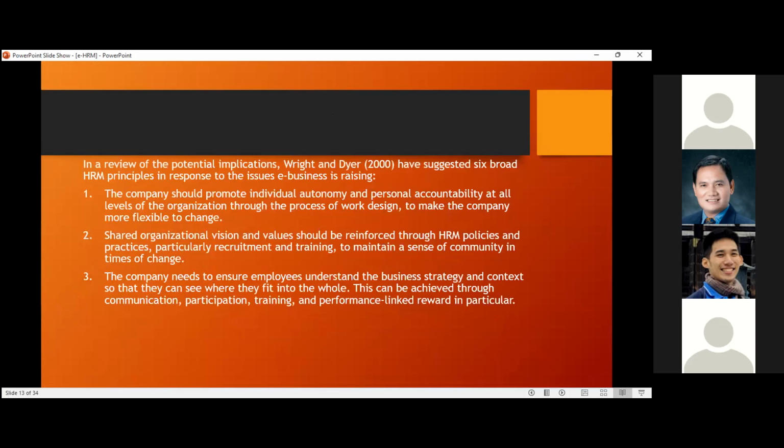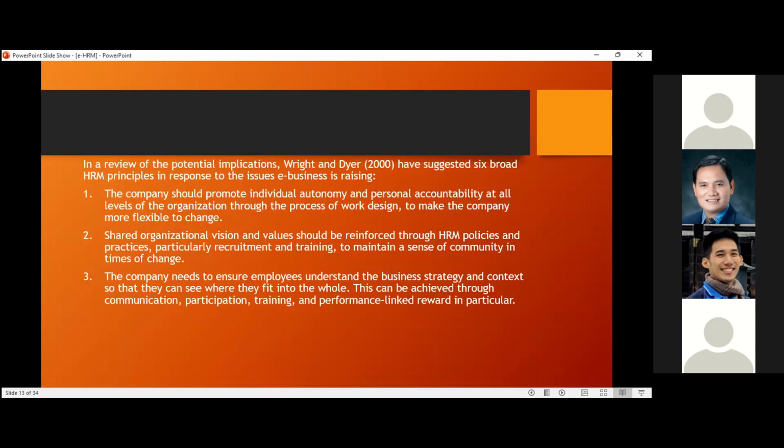In a review of potential implications, Wright and Dyer have suggested six broad HRM principles in response to the issues e-business is raising. First, the company should promote individual autonomy and personal accountability at all levels of the organization through the process of work design to make the company more flexible to change. Second, shared organizational vision and values should be reinforced through HRM policies and practices, particularly recruitment and training, to maintain a sense of community in times of change.